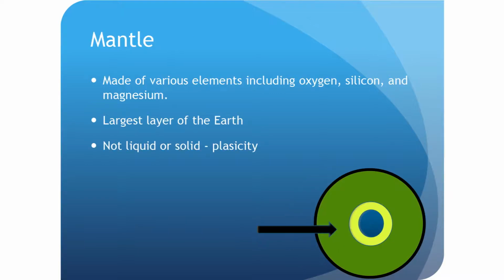The mantle is made up of a lot of elements, including things like oxygen and silicon and magnesium. Not a huge thing to know the different components, but just so that you can know. It is our largest layer of the Earth, and it is not really a solid or a liquid. We give it the term plasticity, which means kind of like Play-Doh. You can slowly move it, but if it starts to move too fast, it can actually crack. So think of it like somewhere slightly more liquid than a solid, but not a pure liquid.